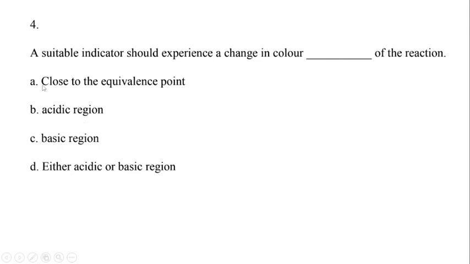Okay, then question number 4. A suitable indicator should experience a change in color of the reaction. Okay, a suitable indicator. What is a suitable indicator? It should experience change in color. So when it should give color.